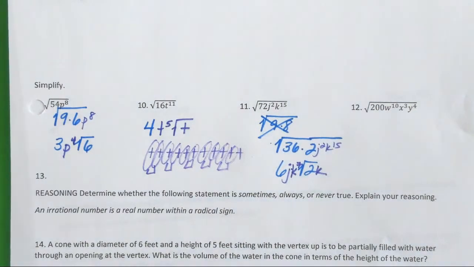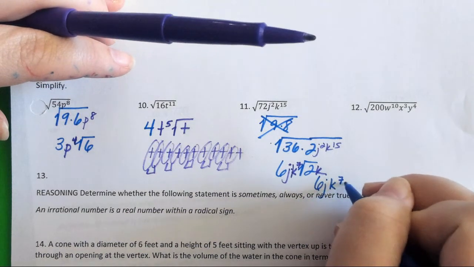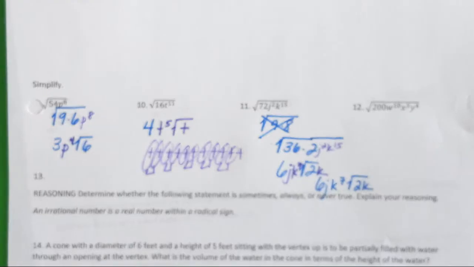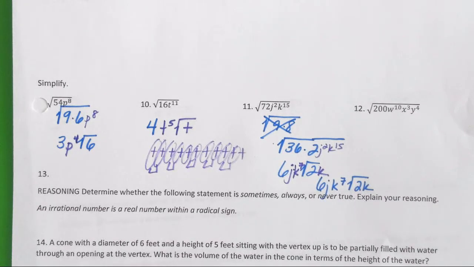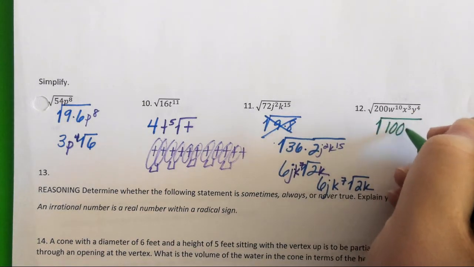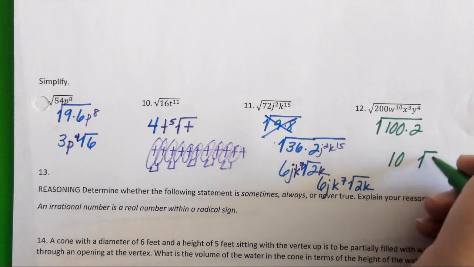I don't feel like you can read that well, so let me write it again. 6JK to the 7th, square root of 2K. Okay. Woo. As for number 12, 200. Oh, that's easy. It's 100 times 2. I know the square root of 100. It's 10. So 10 square root of 2.